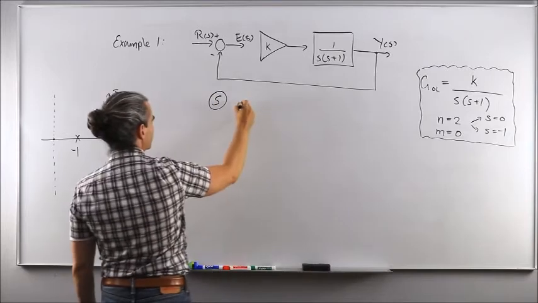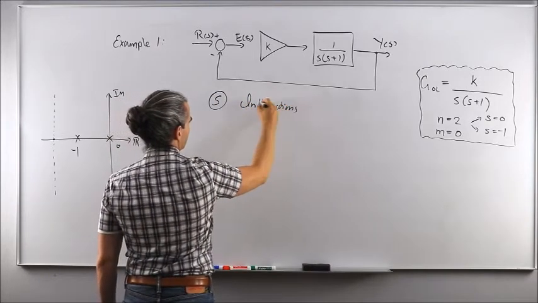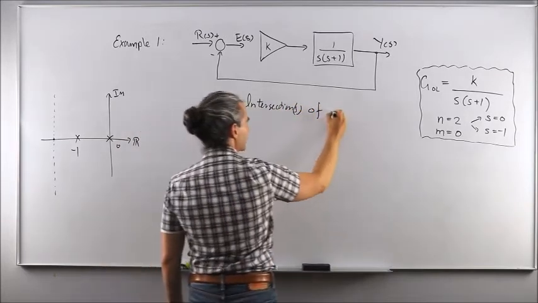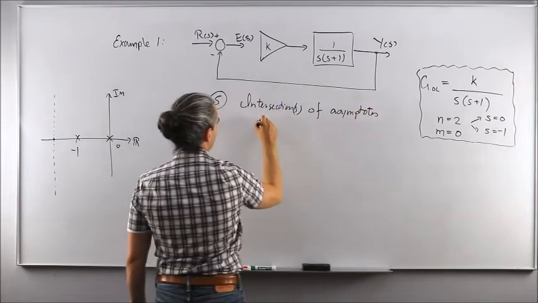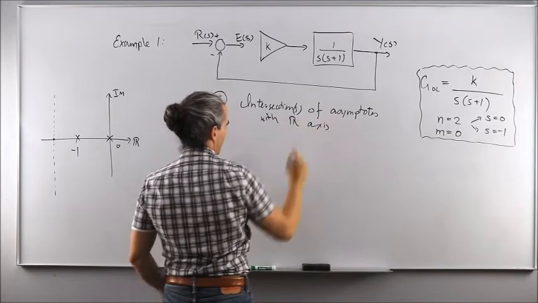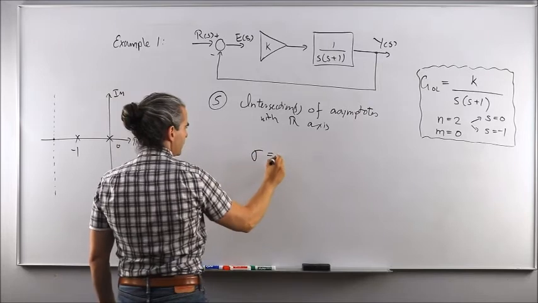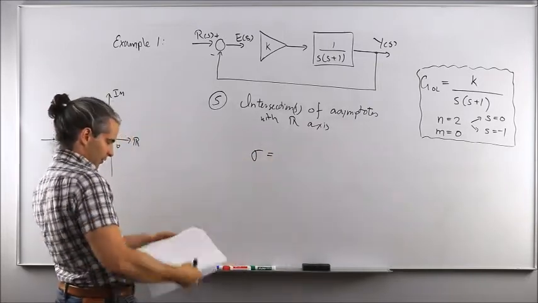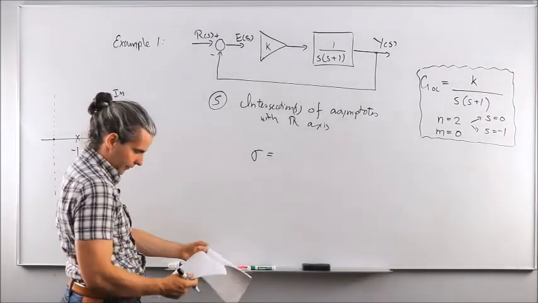Intersection of asymptotes with the real axis. That's your sigma equation. And if you plug the numbers for what we have, let's go back to the equation itself.